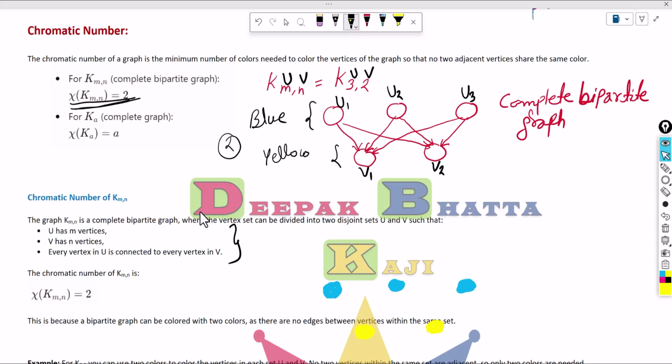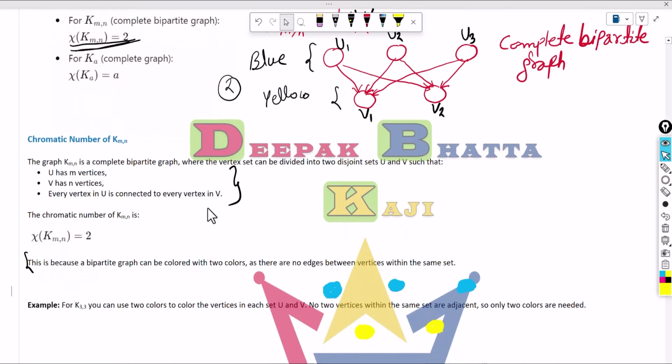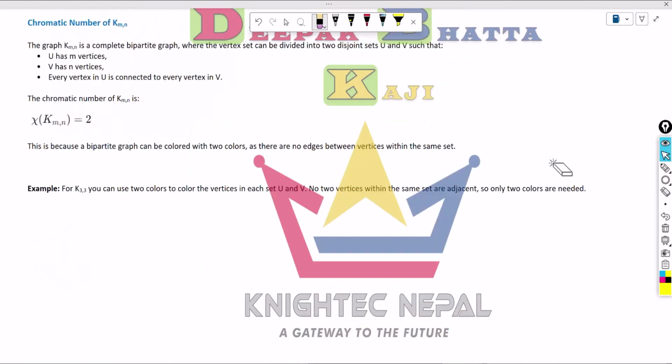So observe this point: a bipartite graph can be colored with two colors, as there are no edges between vertices within the same set, right? For K3,3 you can use two colors to color the vertices in set u and set v. No two vertices within the same set are adjacent, so only two colors are needed.